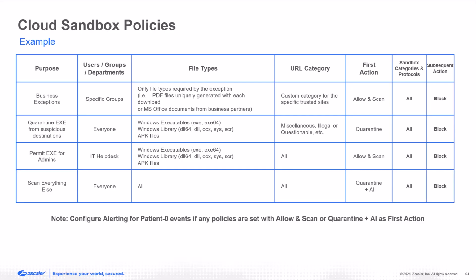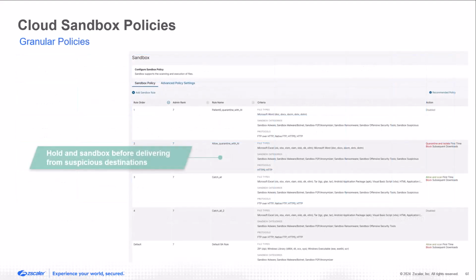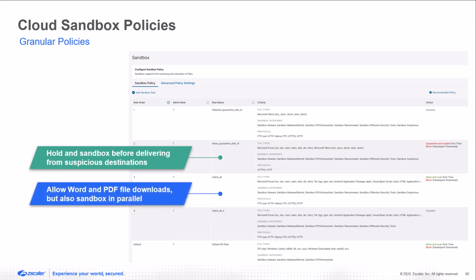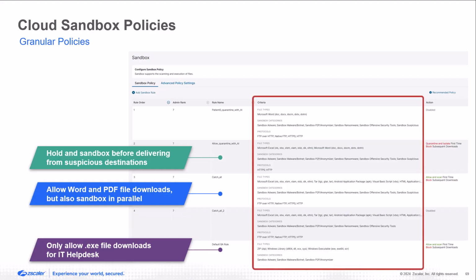You can always configure alerting for patient zero events if any policies are set with allow and scan or quarantine plus AI as the first action. As a cloud-delivered product, there is no hardware to buy and configure, and there is no software to manage, reducing complexity and resources. Without needing to be on location to set up and connect each device, you can be up and running with Zscaler Cloud Sandbox with a simple 2-step configuration, criteria, and action.